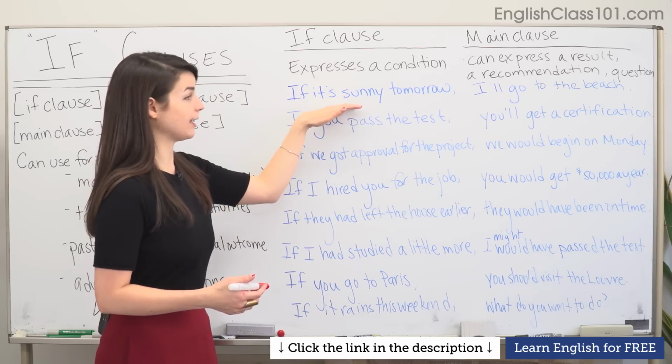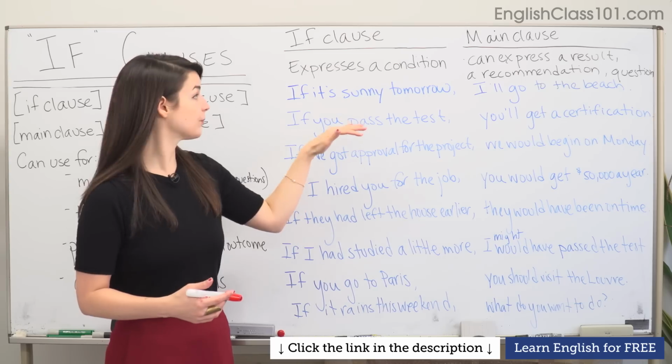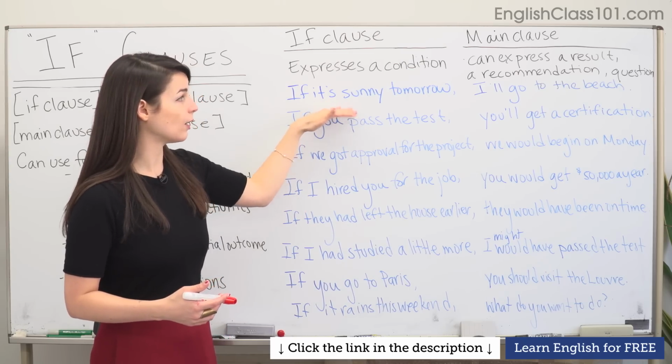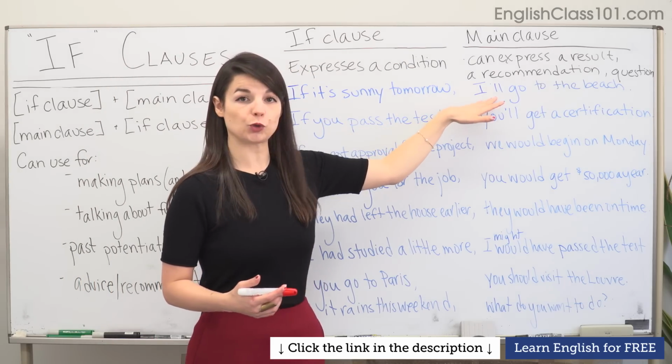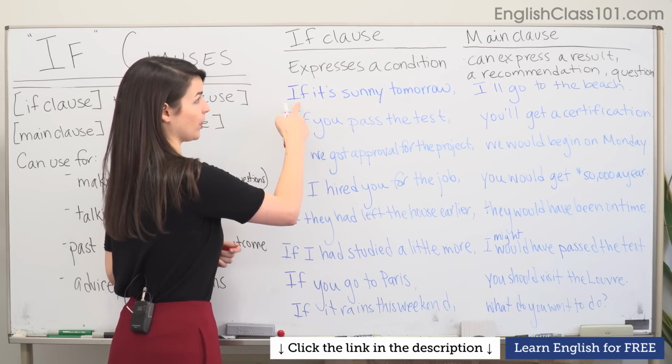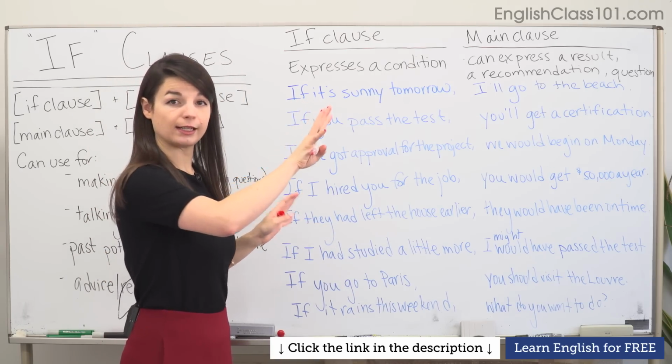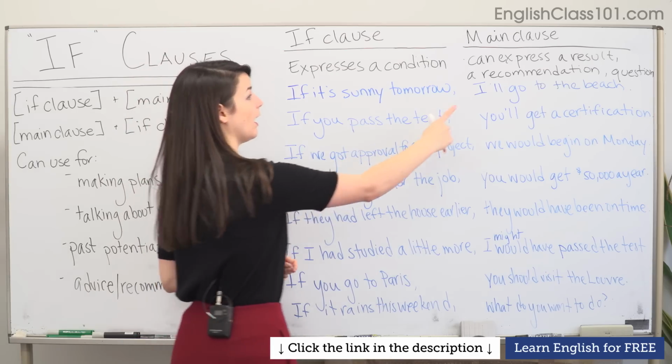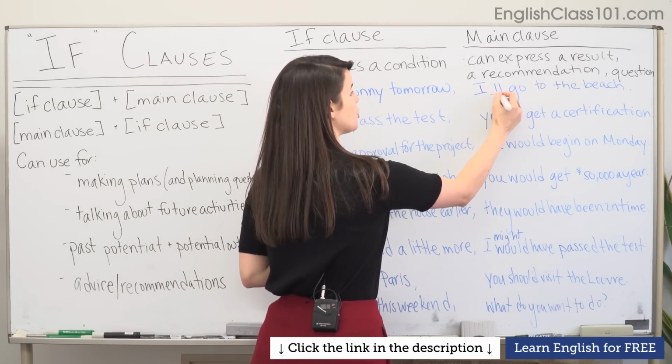Let's look at this first sentence, which I already talked about. This one. If it's sunny tomorrow, for example, I'll go to the beach. Here I have my if expression, my if clause. The condition is the weather. If it's sunny tomorrow, I have here I'll go to the beach.